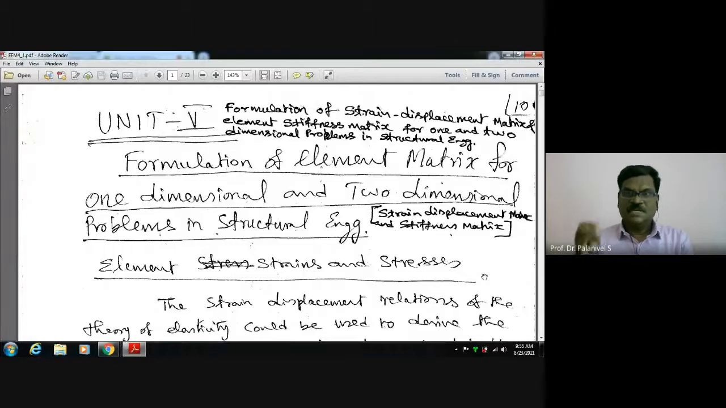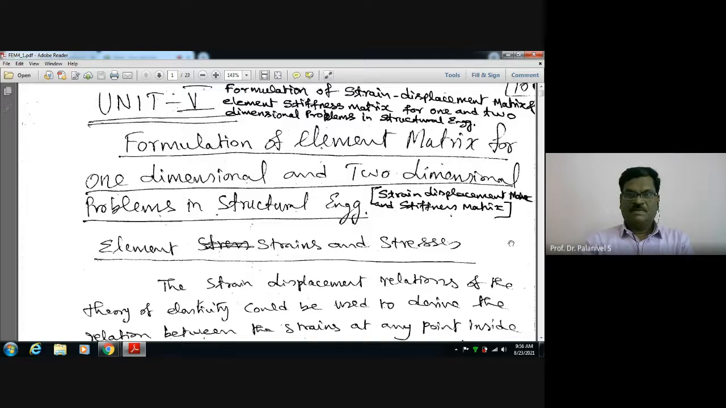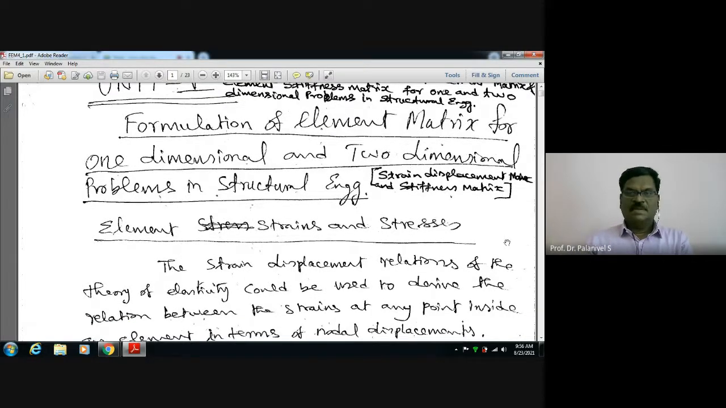I am going to explain what a strain displacement matrix is, how to formulate it, and the element stiffness matrix for 1 and 2 dimensional problems in structural engineering. Okay, as per the syllabus, I have given that title here: formulation of strain displacement matrix and element stiffness matrix for 1 and 2 dimensional problems in structural engineering. That is, we are going to see the strain displacement matrix and stiffness matrix here. Okay, how to develop a strain displacement matrix and then how to obtain the element stiffness matrix for each element, 1 dimensional element, 2 dimensional element, and all we are going to see in detail.